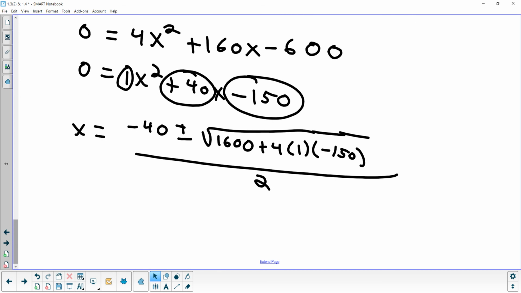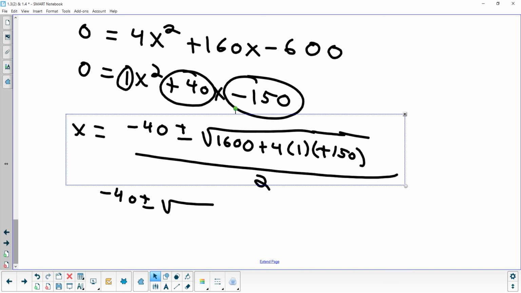Minus a minus, that's going to turn into a plus, because it was a minus. And when I distribute that out, it would be a minus as well. So we have negative 40 plus or minus, let's see, what's 4 times 150? 600. 600 plus 1600. How much is 600 and 1600? 32, no.